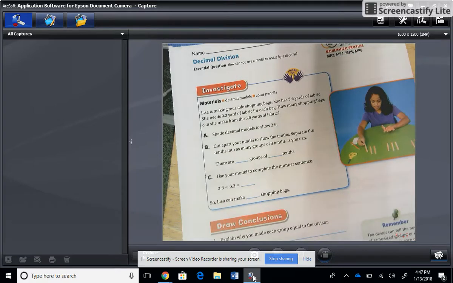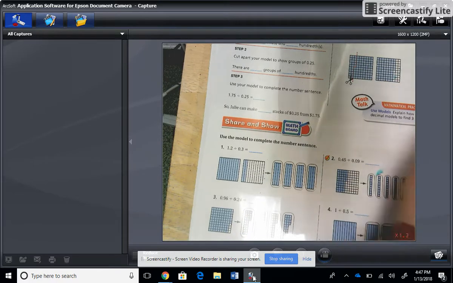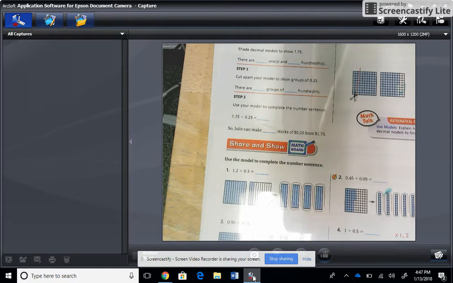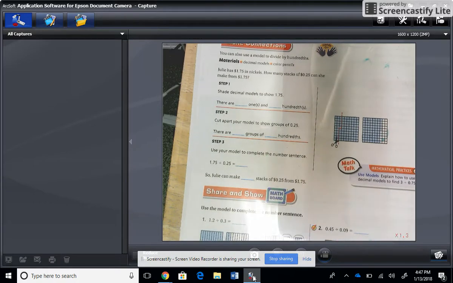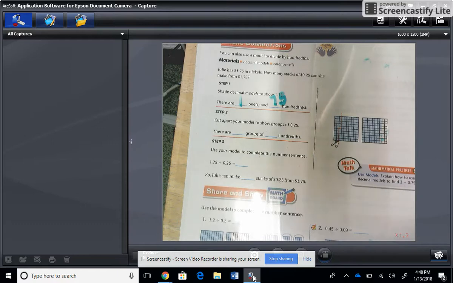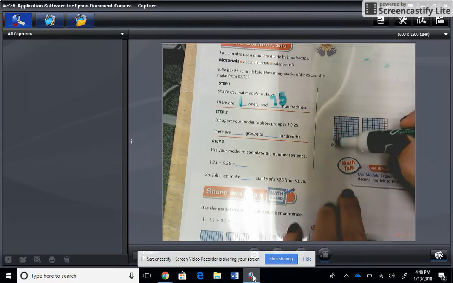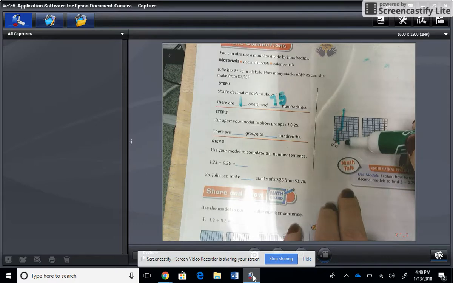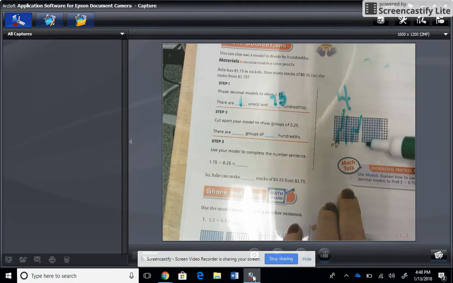All right, let's move on to the next page. And if we would cut these apart, and we're not going to cut them apart, but let's say we have a whole number and a hundredth, so I have $1.75 in nickels, and if I divide it by a hundredth, which is 25 cents, how many piles can we make? So there are how many ones? There is 1 one and 75 hundredths. So when you cut those apart, I know that there are 4 in a whole.